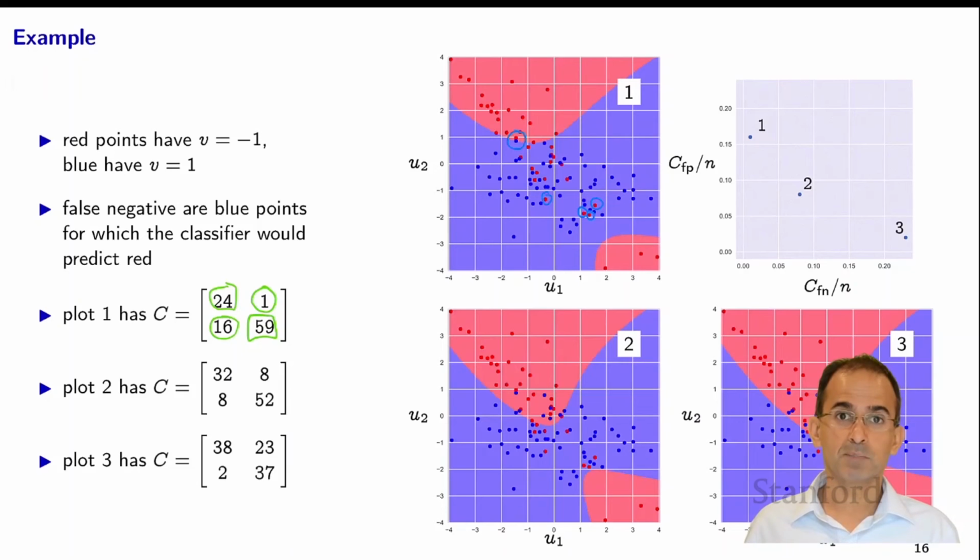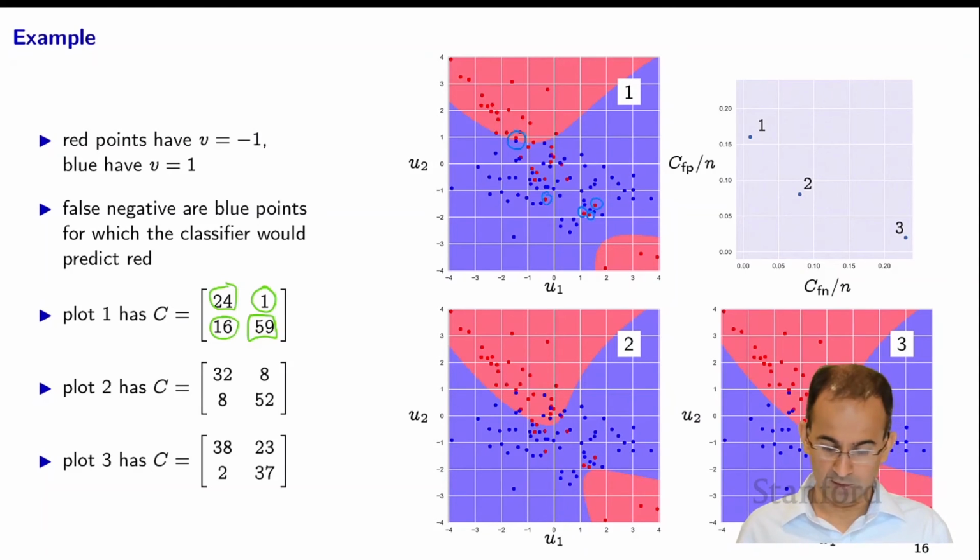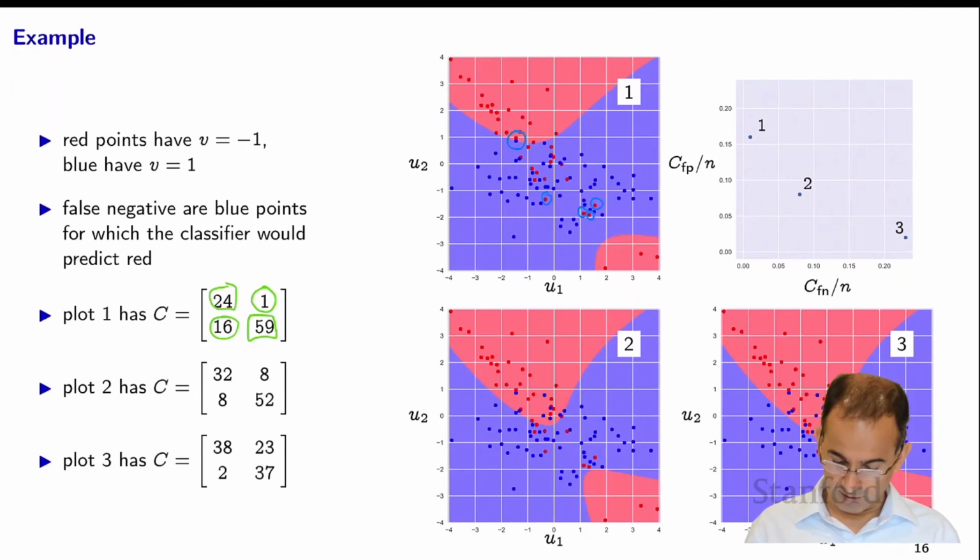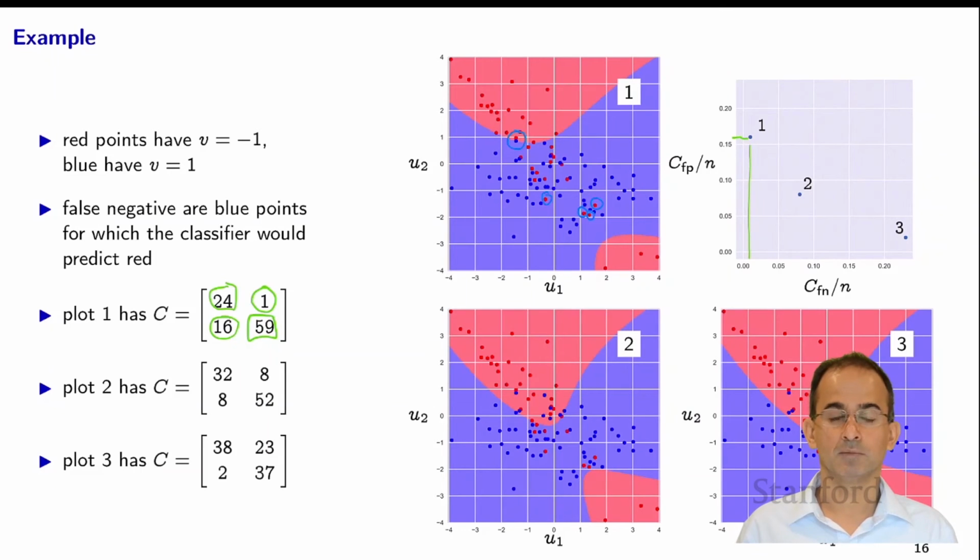Now, on this particular example, there are 100 points, and so the false negative rate is 0.01, and the false positive rate is 0.16. And we can plot those. False negative rate is 0.01, false positive rate is 0.16. Well, there's 0.01, there's 0.16. That's predictor 1 right there.